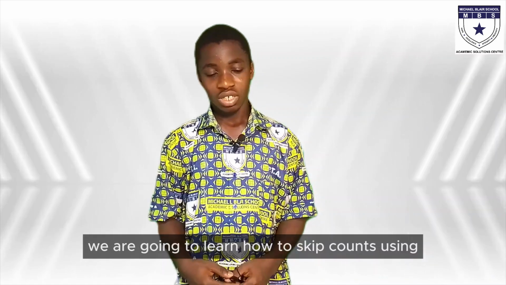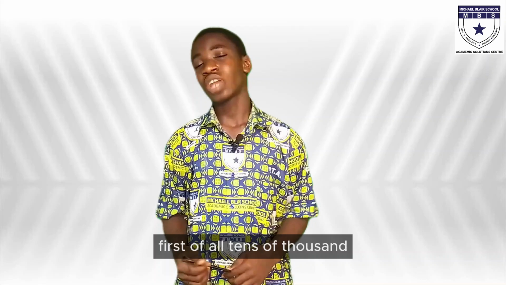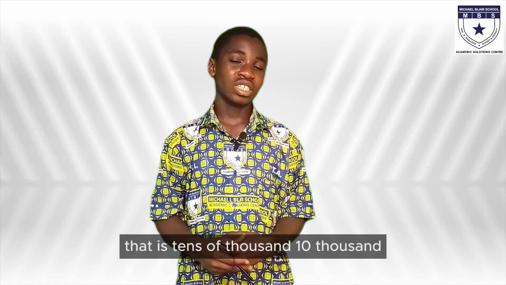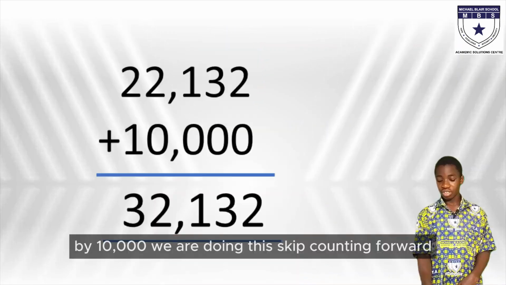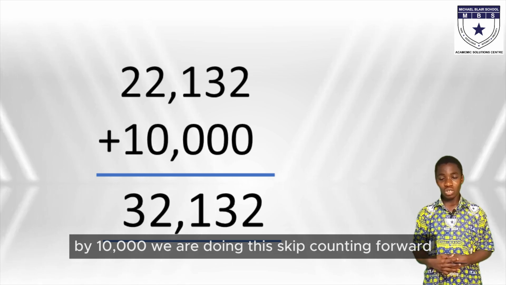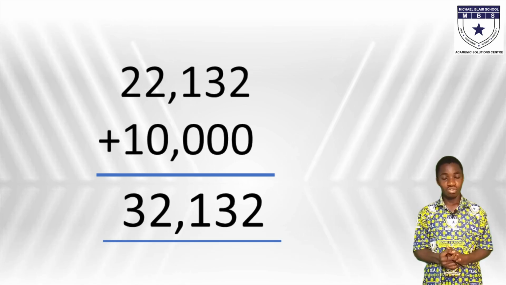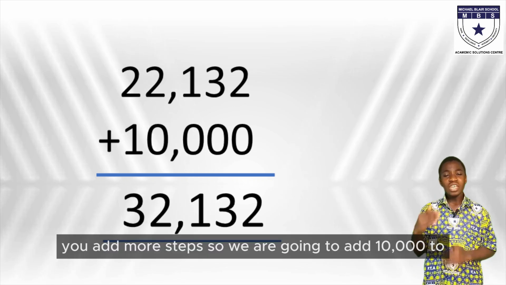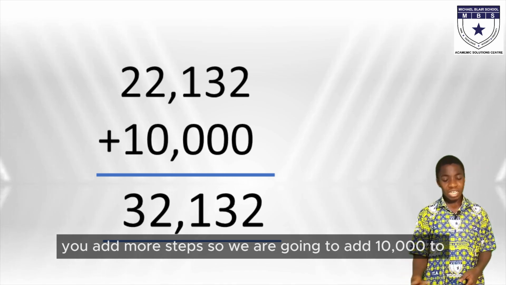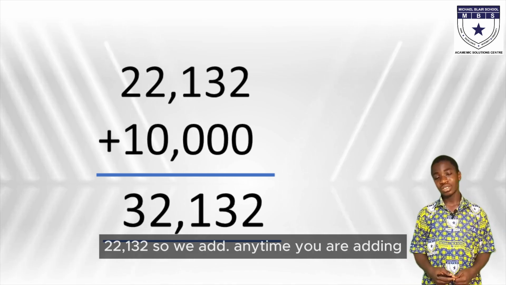In today's lesson, we are going to learn how to skip count using, first of all, tens of thousands. That is 10,000. So let us therefore skip count 22,132 by 10,000, and we are doing this skip counting forward. When we say forward, if you want to move forward, you add more steps. So we are going to add 10,000 to 22,132.